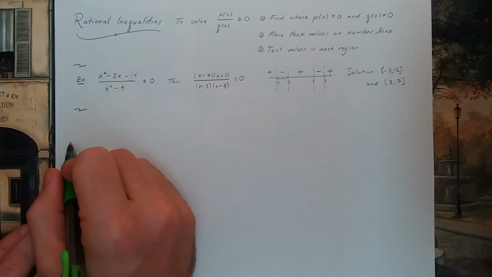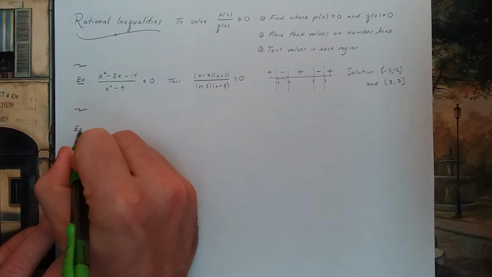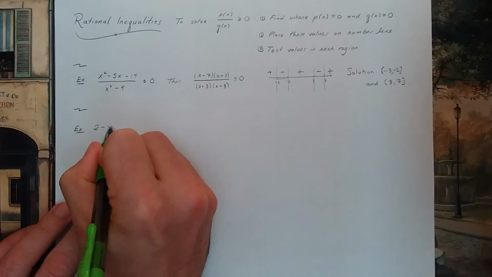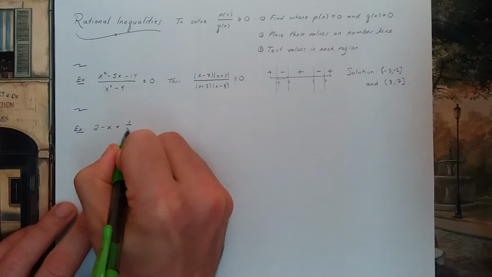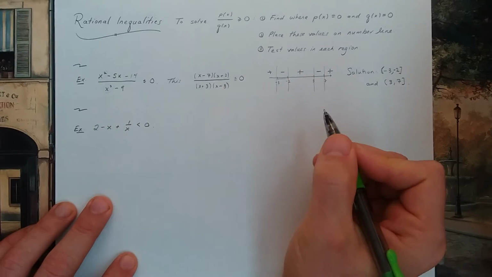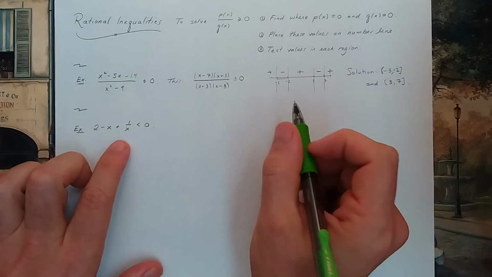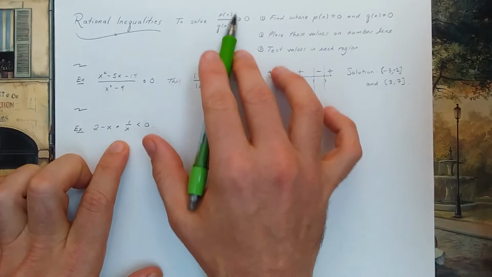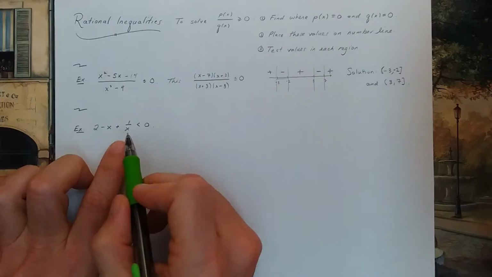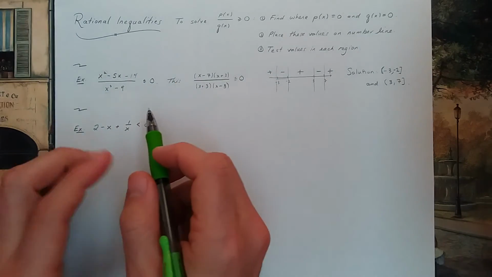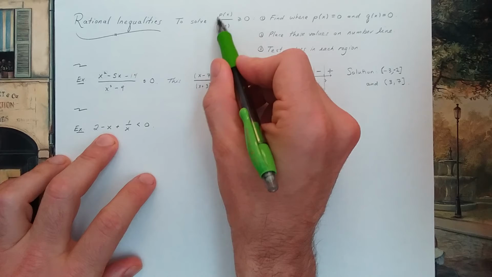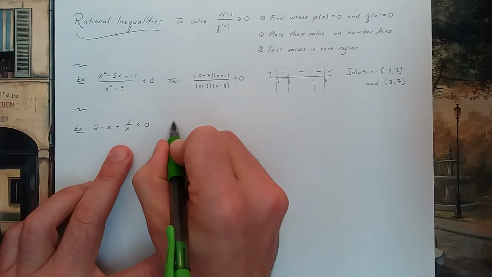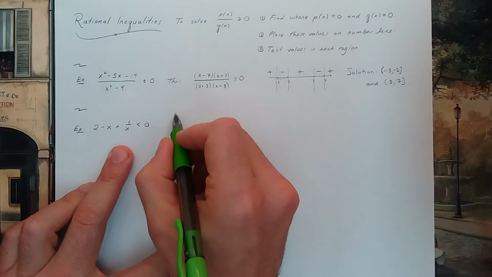Let's do a couple more examples. How about if I do 2 minus x plus 1 over x is less than 0. Now the first step, even before I do step 1 listed here, is to write the function in the correct form. So far it's not. It's in a form that you may find after doing long division, but I'd prefer the form that looks like this. So in order to get that form, I'm first going to multiply by a common denominator.